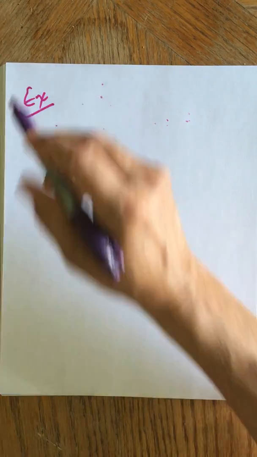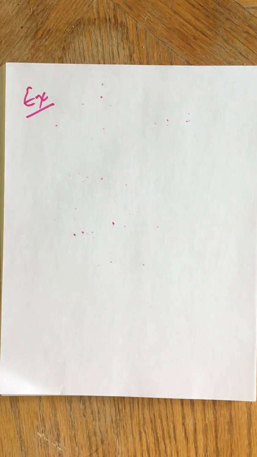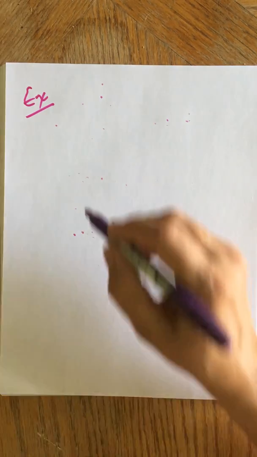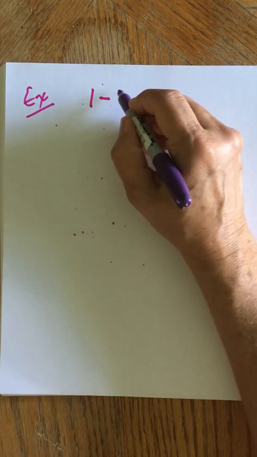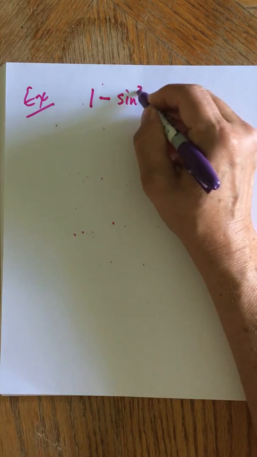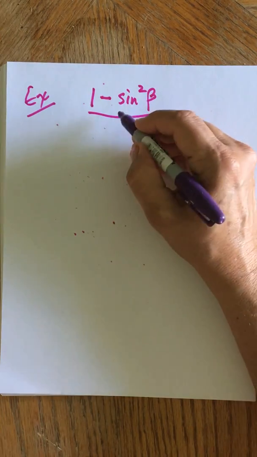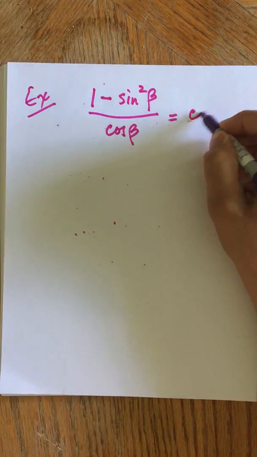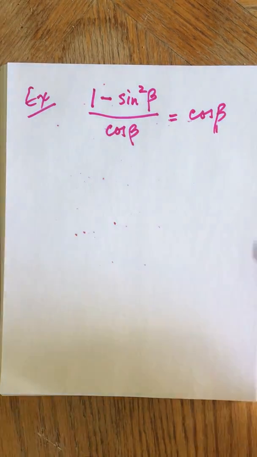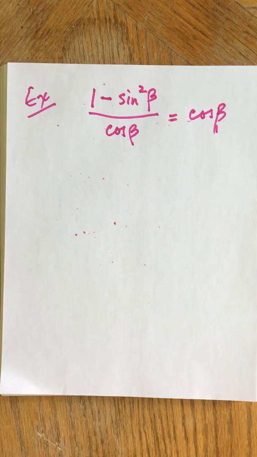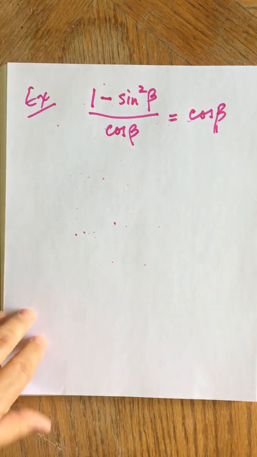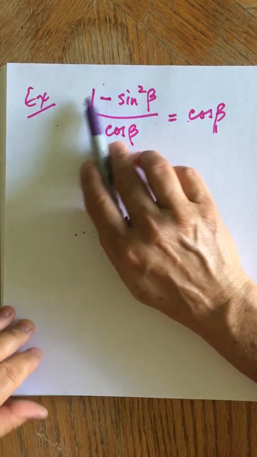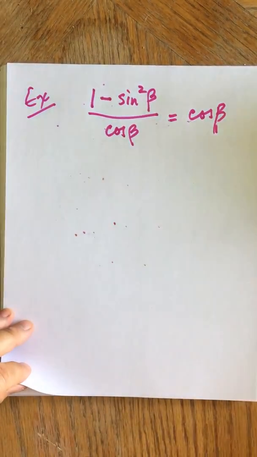I'm trying to stay on the simpler side. Oh, let's see here. Let's take a look at 1 minus sine squared beta over cosine beta equals cosine beta. All right, so that looks kind of similar. I know that 1 minus sine squared is cosine squared.